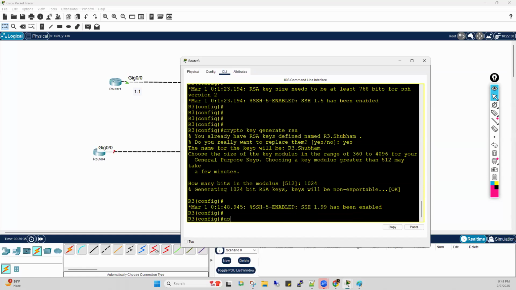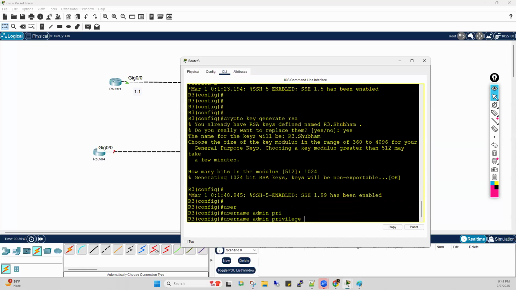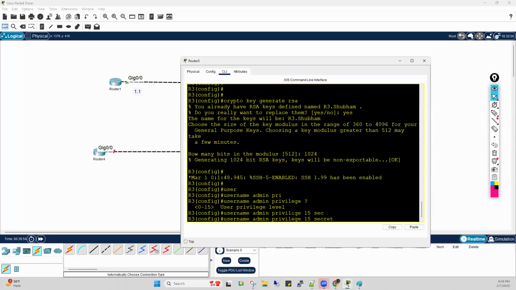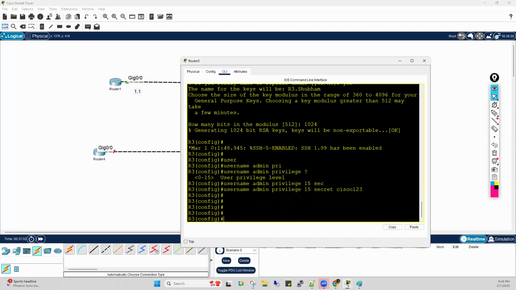Now after that, you need to set the username. Username admin, then privilege, then you need to set the number, 1 to 15. So I am setting 15. Secret, and then I am setting the password, for example Cisco123. I set the username here and password here. Done. Everyone, yes or no?